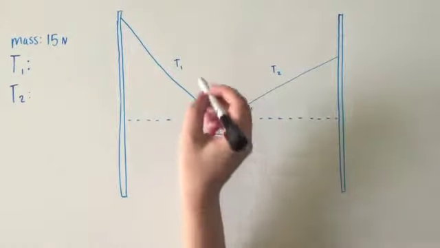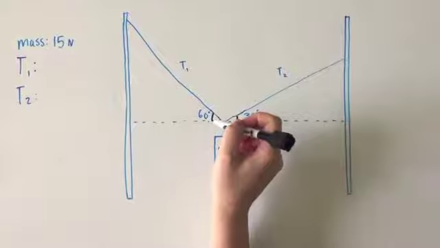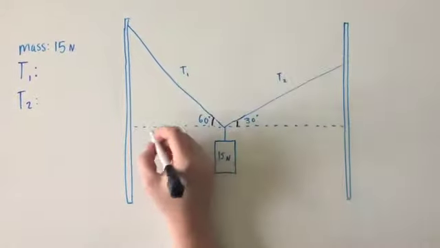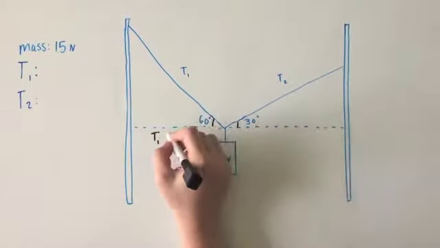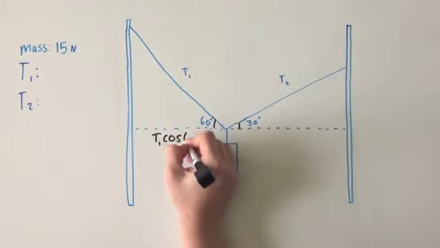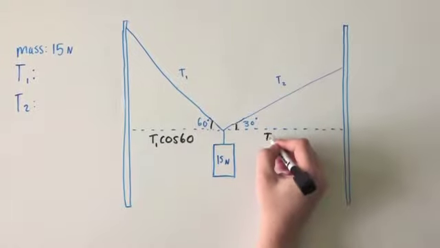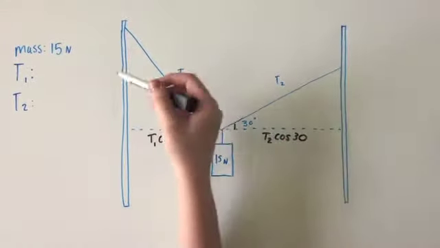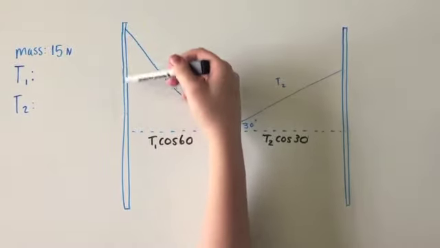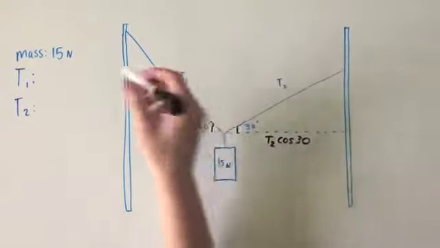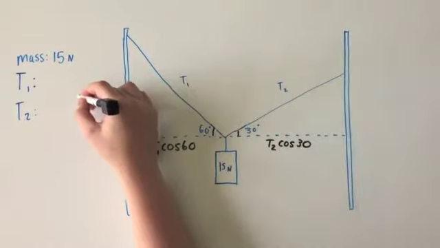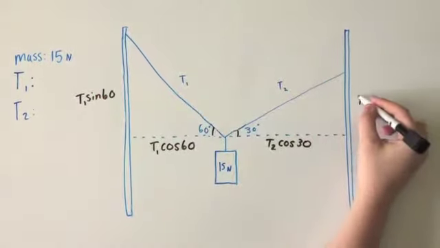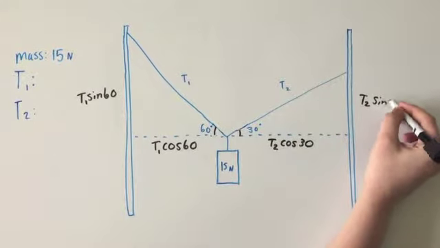So in trigonometry, we know that cosine is adjacent, so this one, over hypotenuse, which is this one. Therefore, this equals T1 times cosine 60, and this one is T2 cosine 30. And then we know that the sine equals opposite over hypotenuse. So therefore, this is T1 sine 60, and this is T2 sine 30.